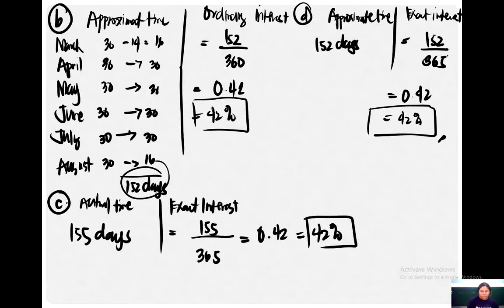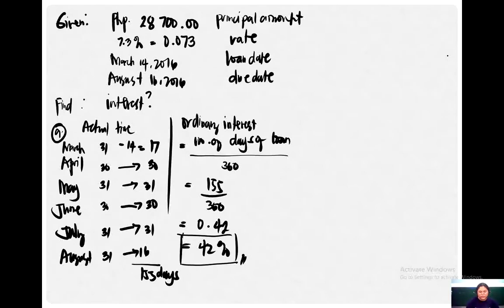Okay po, again, let us check. 152 divided by 365 is 0.42. So everything is 42% from the start. These are the different interests and different times. So you can know the interest whether you use ordinary interest and actual time, ordinary interest and approximate time, exact interest and actual time, or exact interest and approximate time.